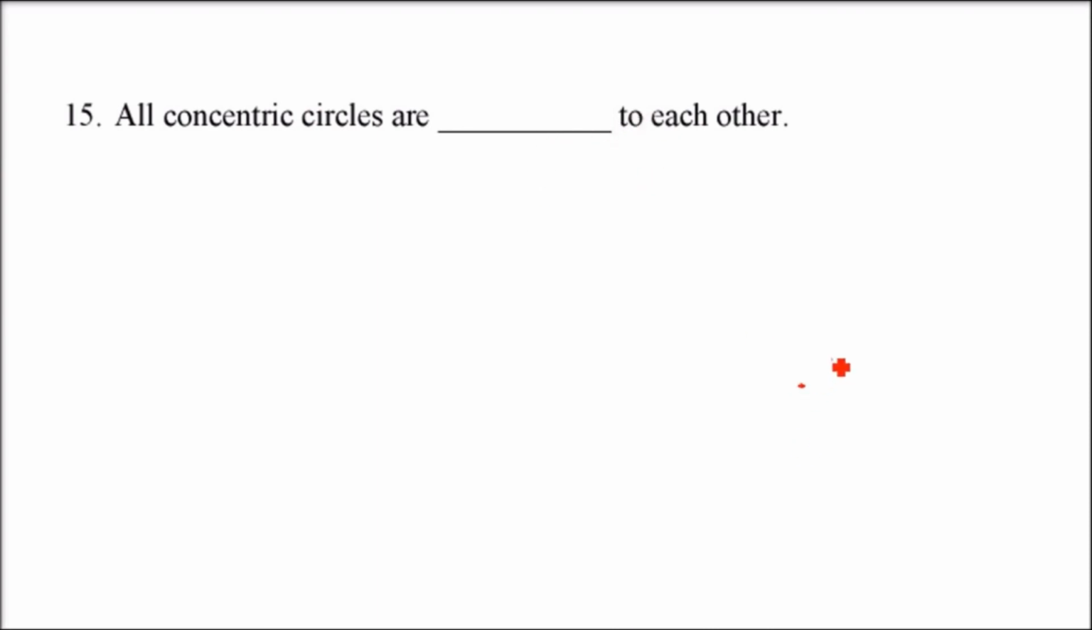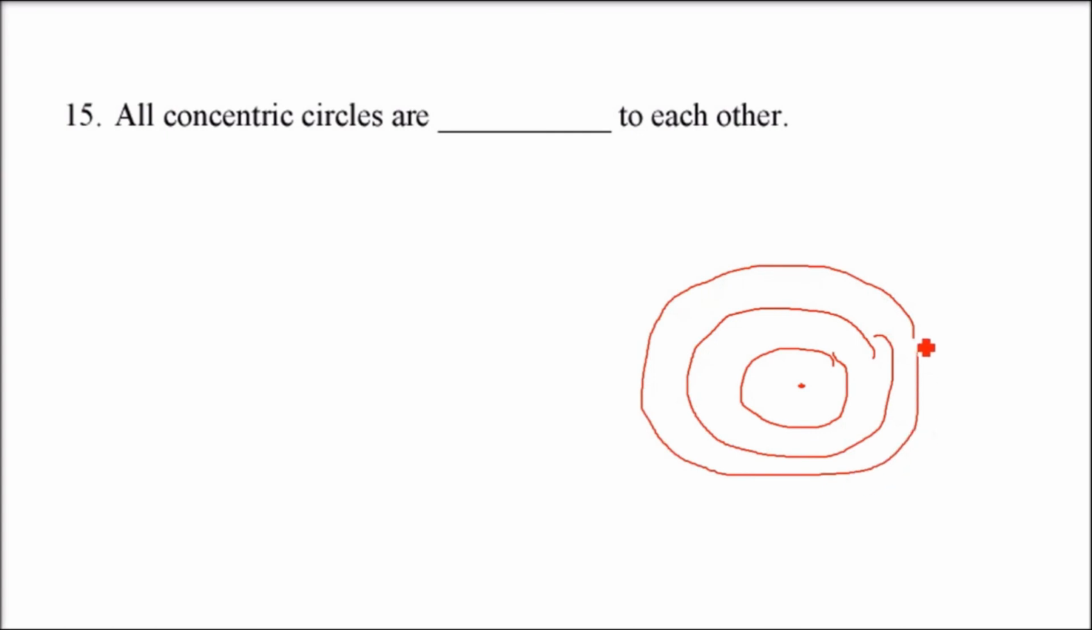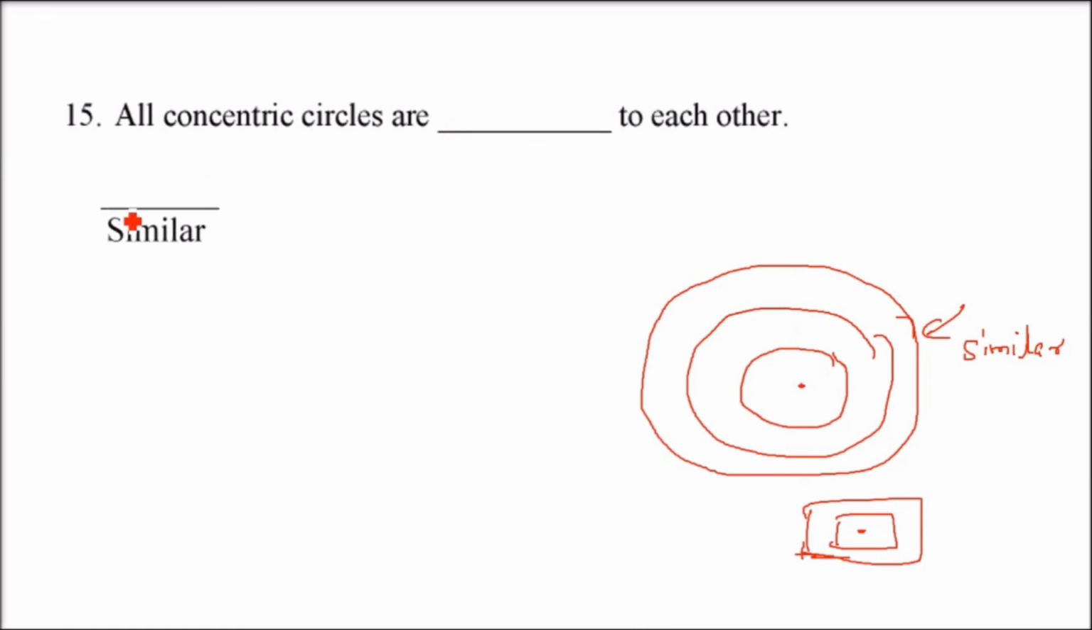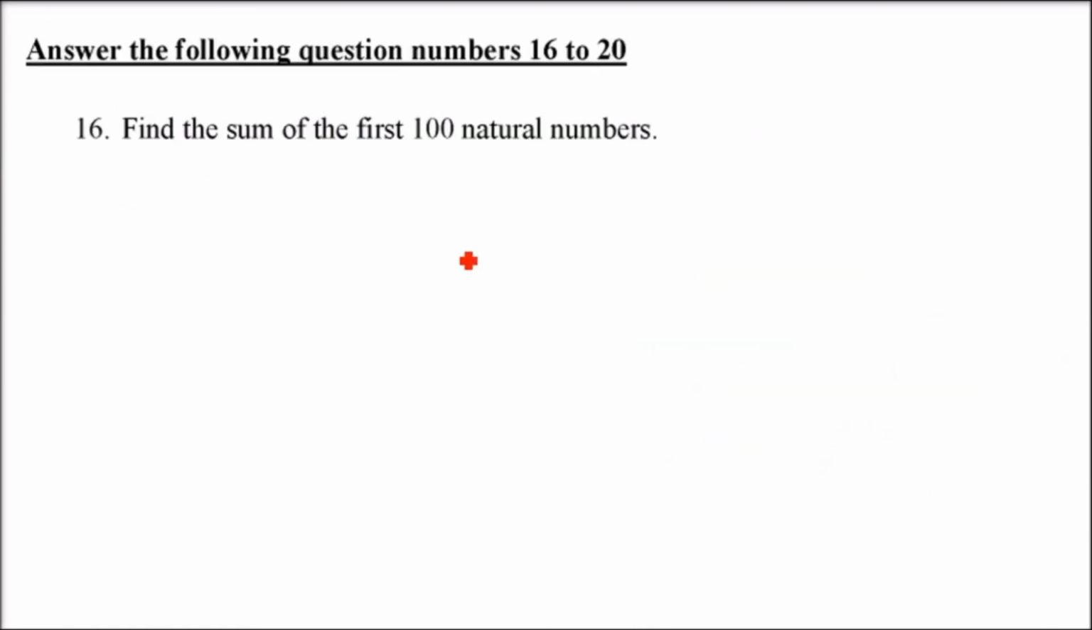All concentric circles are similar to each other. For concentric circles, the center is common. This is one circle, this is two circle, this is three circle, and all these are similar. You can take concentric squares or rectangles too, because the size is different but the shape is exactly the same. That is why we can easily say that these concentric circles are similar. So the answer is similar.